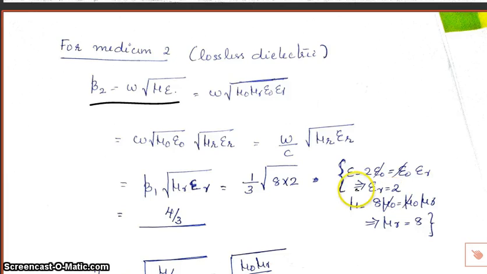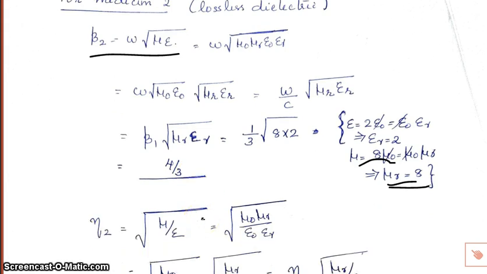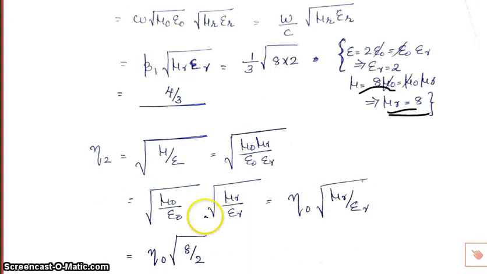Now in the question it is given epsilon is equal to 2 epsilon 0, and you know epsilon is equal to epsilon 0 epsilon r. So when you cancel, you will get epsilon r is equal to 2, and in the question it is given mu is equal to 8 mu 0, and we have the expression for mu as mu 0 mu r, right? So mu 0 cancels, so you will get mu r is equal to 8. So that you can substitute in this expression. So finally you will get beta 2 equals 4 by 3.